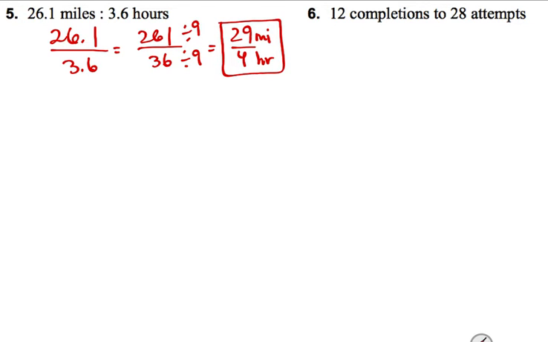Okay, 12 completions in 28 attempts. Well, these both divide by 4. So this will be 3/7. That's 3 completions in 7 attempts.